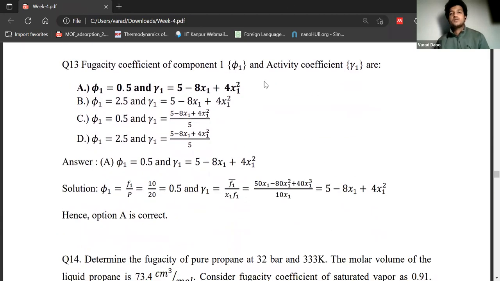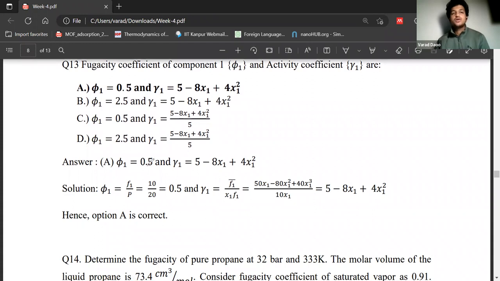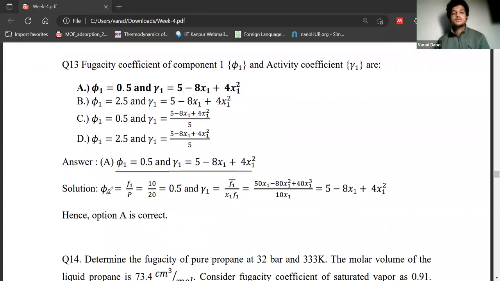Okay. So let me try to solve the question. What we have is this is the answer. So how is the fugacity coefficient defined? What is fugacity coefficient? It is nothing but the ratio of fugacity and pressure. So we already calculated what is fugacity.